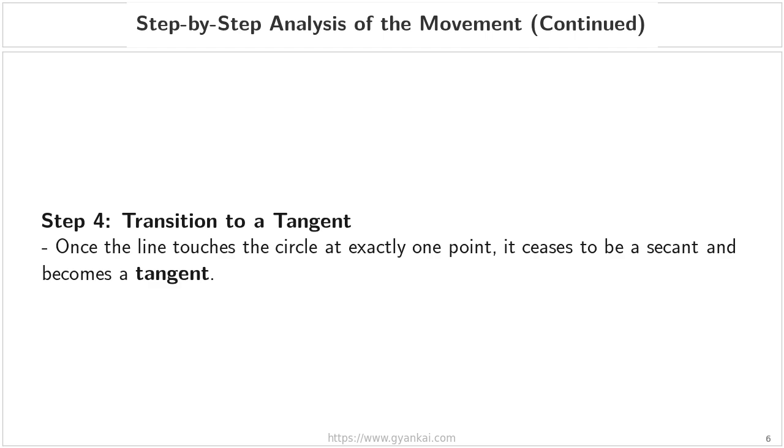Now let's look at step 4, which marks the critical transition to a tangent. Up until this point, we've been watching our line move further away from the center, causing those two intersection points to get closer and closer together. But once we reach that precise moment where the line touches the circle at exactly one single point, a fundamental change occurs. The line no longer cuts through the interior of the circle. It ceases to be a secant and officially becomes a tangent. This is the limiting case we've been approaching throughout our analysis.